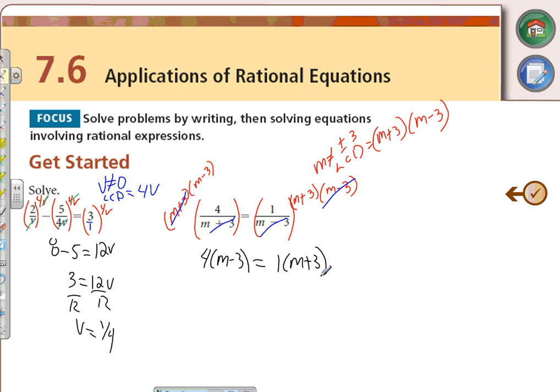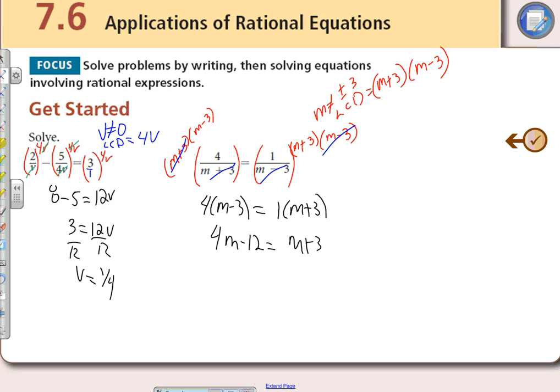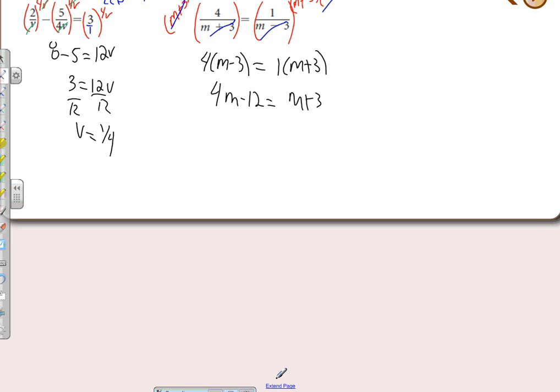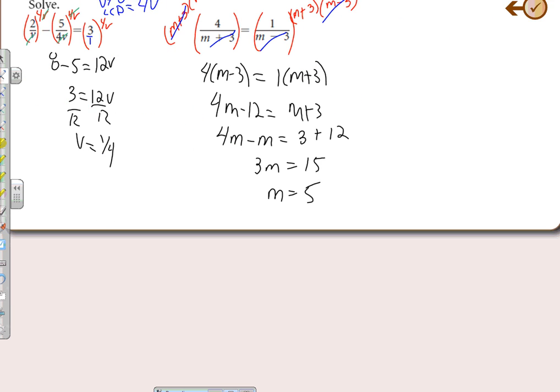Distribute in, and you come up with 4m minus 12 is equal to m plus 3. And now just solve for m. Bring your m over. So 4m minus the m equals 3 plus 12. 3m is equal to 15. So then m is equal to 5. Just check to make sure that's not one of the NPVs. Nope, so you're good.